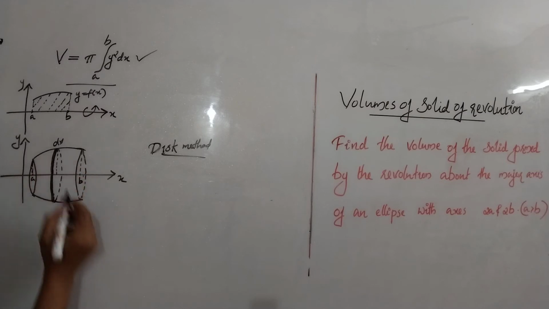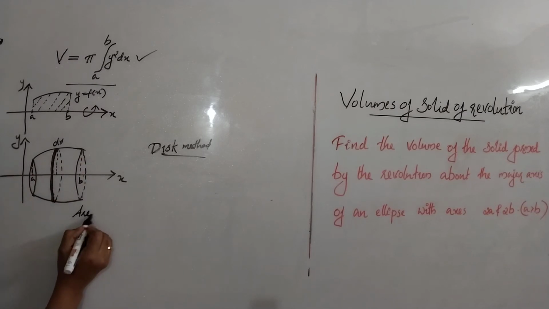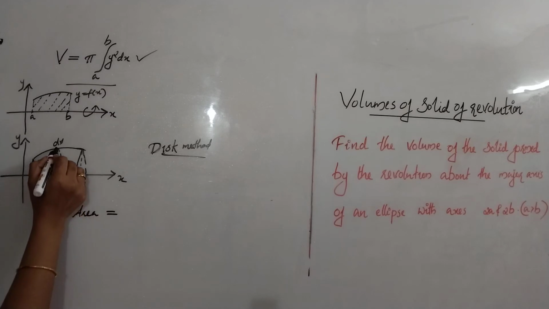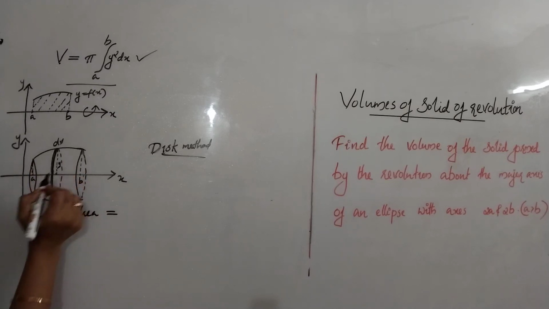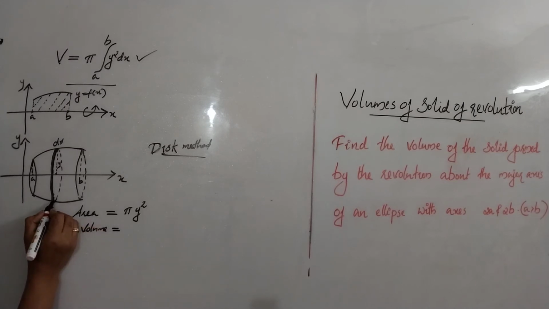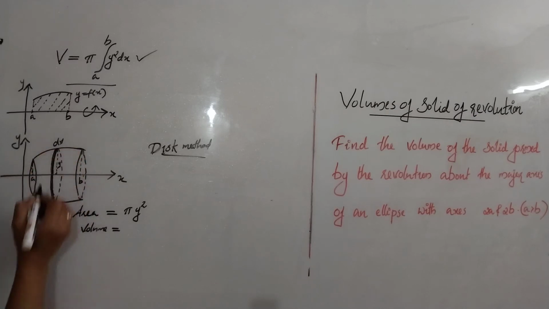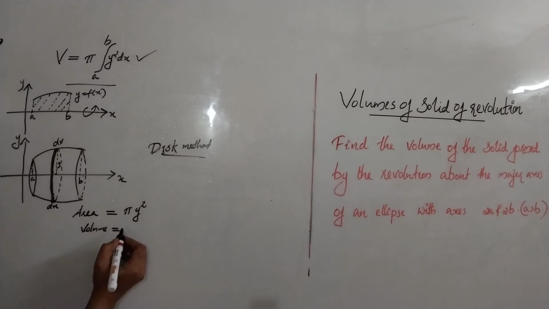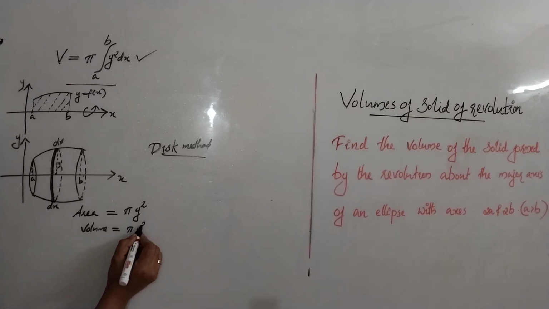We know that the area of this disc is what? Area is pi into the square of the radius, that is pi r square. Here the radius is y, so it is pi into y square. Then what is the volume? Volume is area into thickness. Area of this disc into thickness of this disc, that is dx. That is pi into y square into dx.